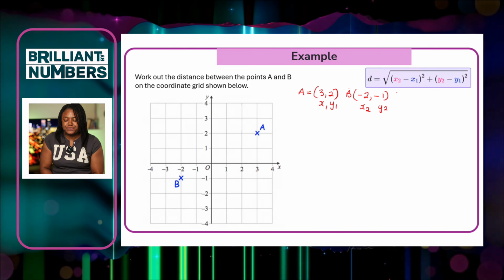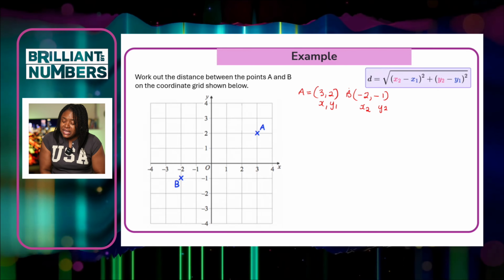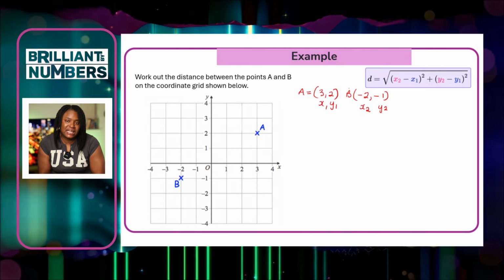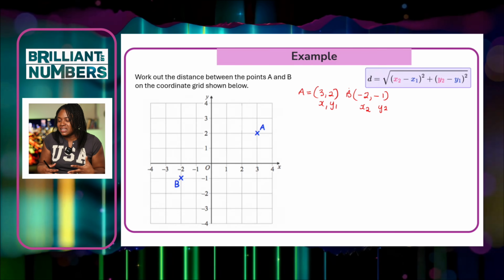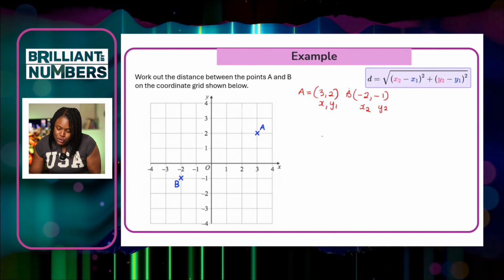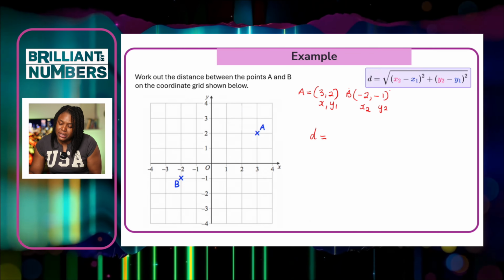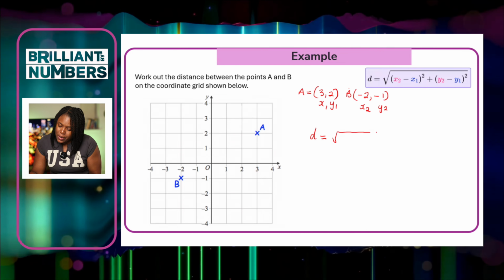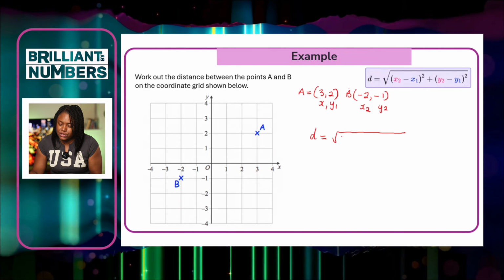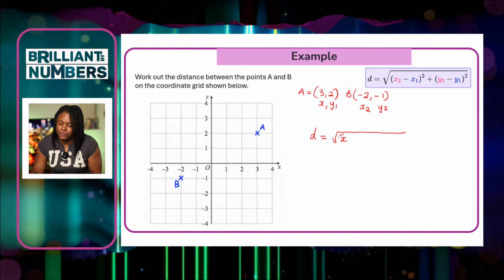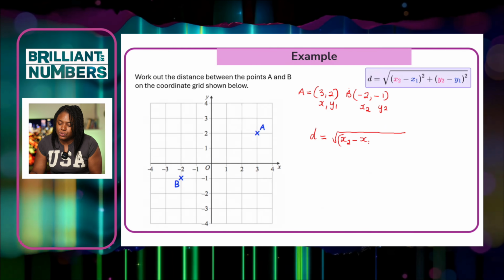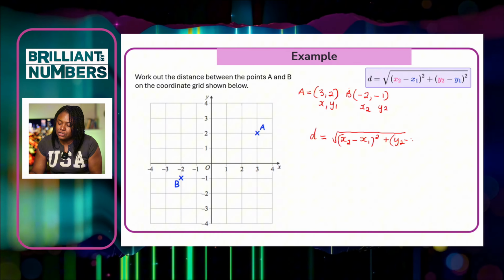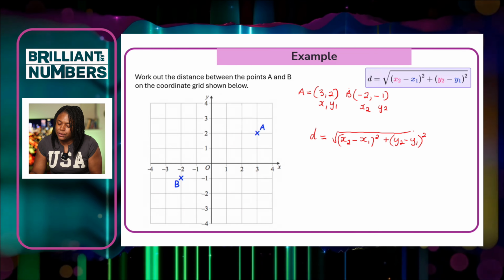y2. Beautiful. Now, what we need to do is write out our distance formula, then substitute these values into the formula, and then calculate and solve for the distance. So D here is equal to, let's copy the formula, I've just put it here as you're getting used to this. It's equal to the square root of x2 minus x1 squared plus y2 minus y1 squared. Do not forget your square.